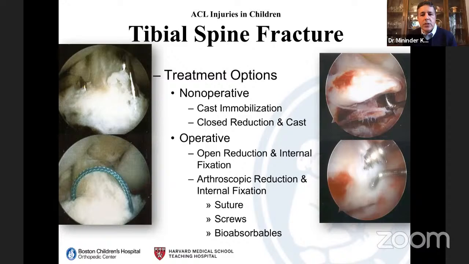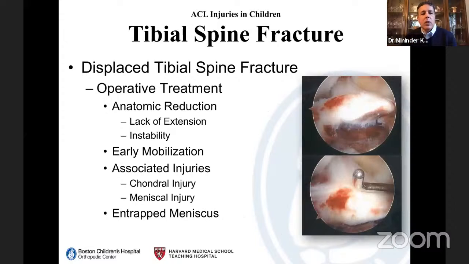For internal fixation, we have sutures, screws, and bioabsorbables such as anchors. Why would we want to treat a displaced tibial spine fracture operatively? Well, it's to get anatomic reduction to avoid the issues of lack of extension from the bony block and instability from incontinuity of the ACL.